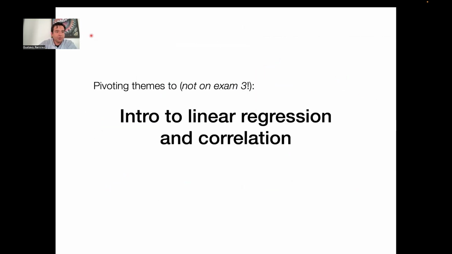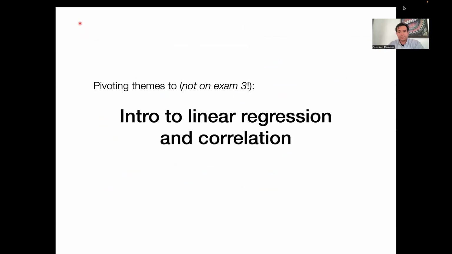So anyway, at this point I'm comfortable moving on to linear regression. Let's get the ball rolling with that. We're pivoting themes here, leaving behind ANOVA, and moving on to linear regression and correlation over the next 30 to 40 minutes. Again, I want to reiterate that starting now, this material will not be covered in exam three. Just keep that in mind.